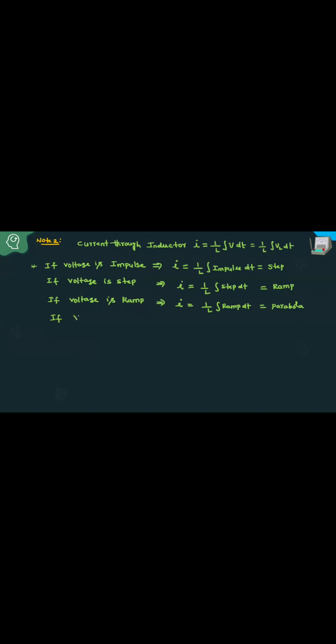Then if voltage is square wave, friends, then what is the current we can get? 1 by L is a square wave, no? Differentiation of square wave gives triangular wave. So integration of square wave, not differentiation, sorry. Integration of square wave gives triangular wave. Differentiation of triangular wave gives square.